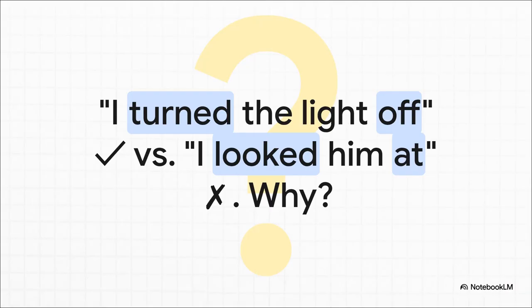So let's start with the big question. Why is a sentence like I turned the light off perfectly normal English, but something like I looked him at is just, well, it's totally wrong? I mean, they look like they follow the same pattern, but one just sounds broken. By the end of this, you're going to know exactly why.